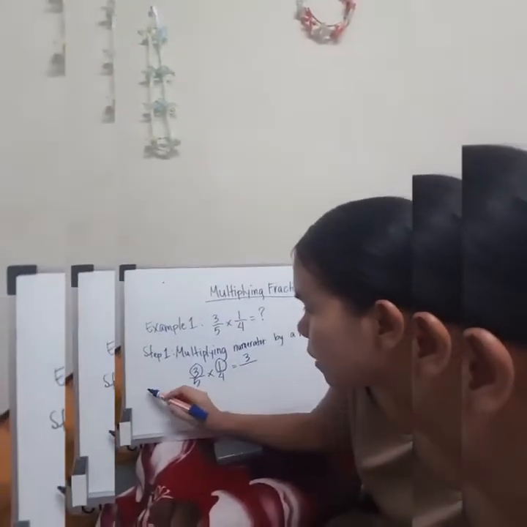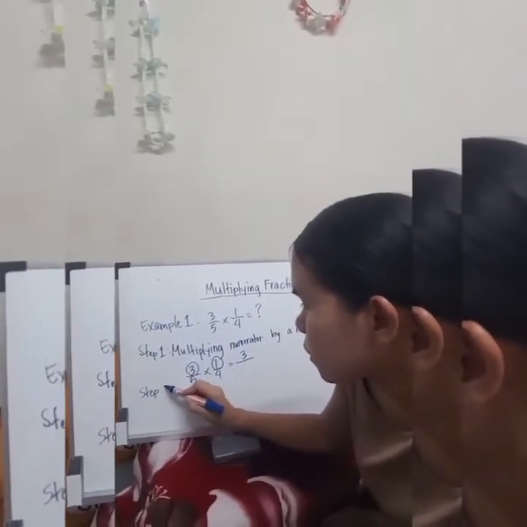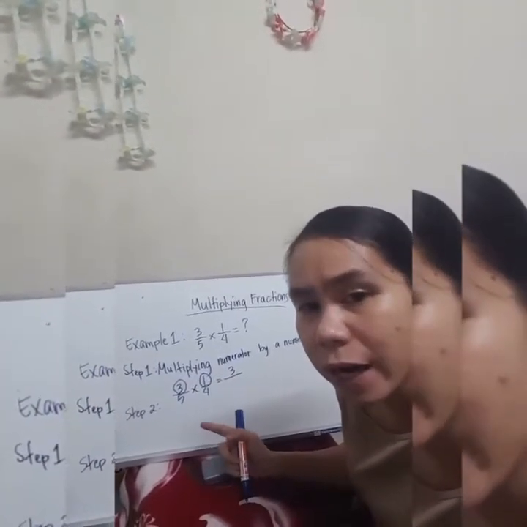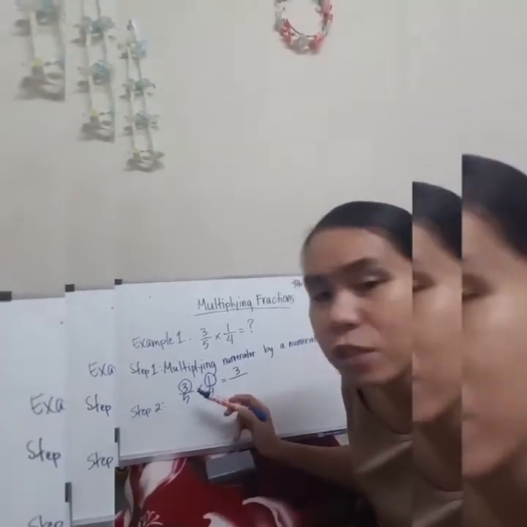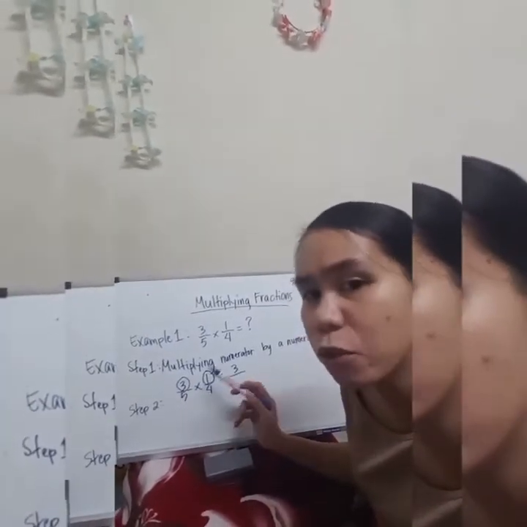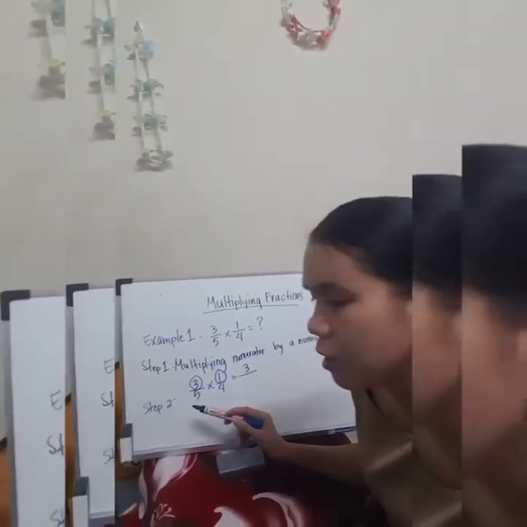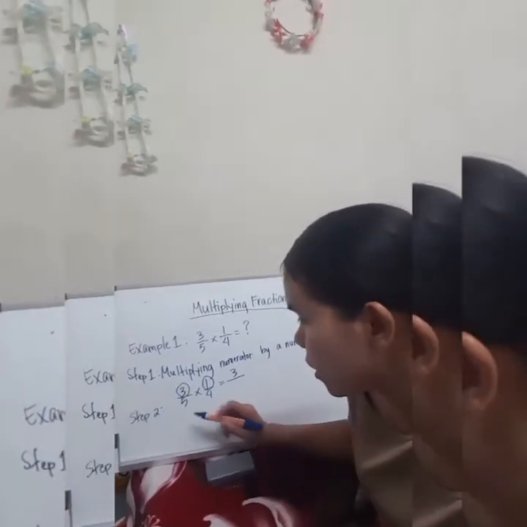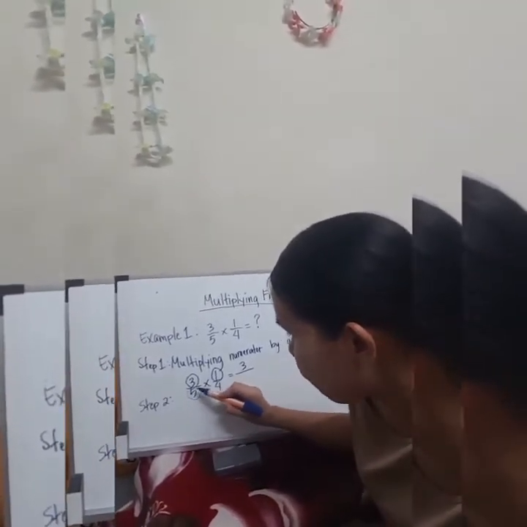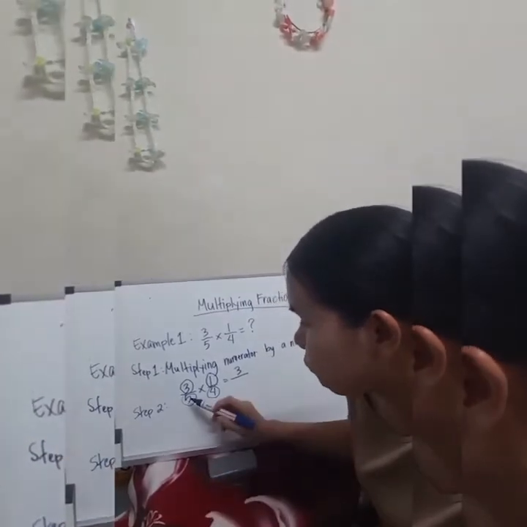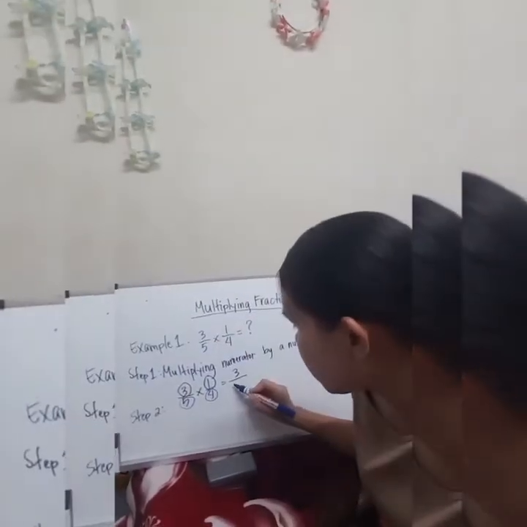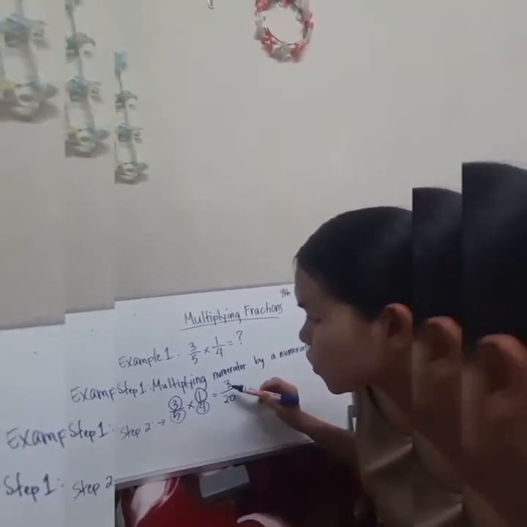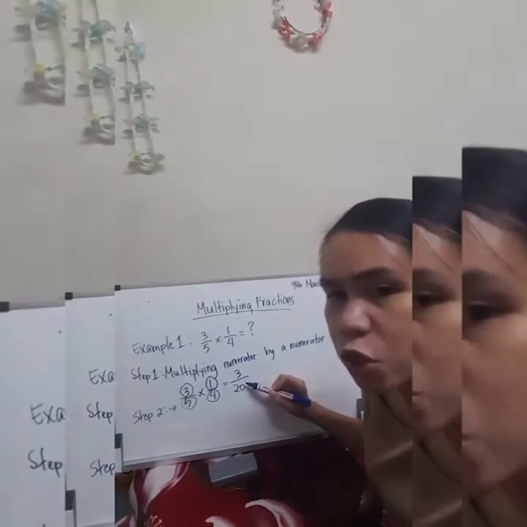The second step is, step 2, multiplying the denominator by the denominator. So same thing you did in the numerator by numerator. You need to multiply the denominator by the denominator, which is 5 over here and 4 inside. So 5 times 4 is equal to 20. So you got 3 over 20.